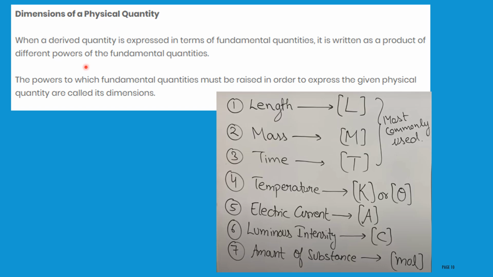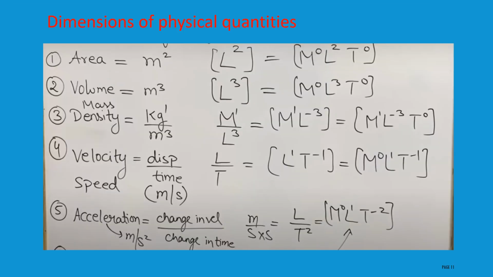Let us discuss in detail the dimension of a physical quantity with an example. First one, area. The formula of area is length into breadth in the case of a rectangle. Length we measure in meter. Breadth we measure in meter. Meter into meter gives meter square. L is the symbol used for length. Here L into L, we consider L power 2.